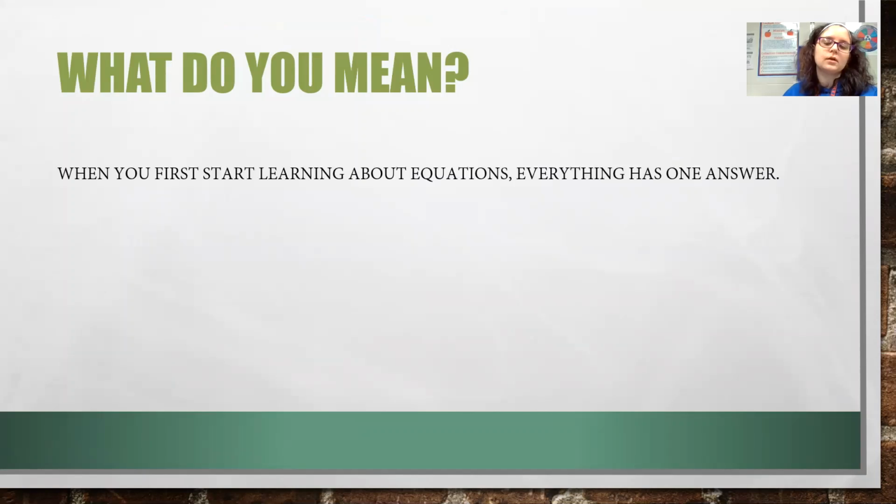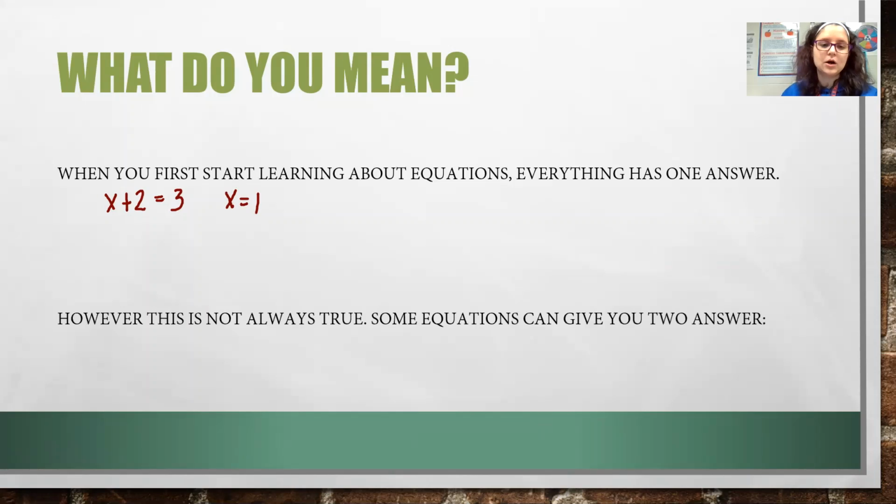So far, you've been learning about equations and everything has had one answer. For example, x plus 2 equals 3. There's only one number I can add to 2 to get a positive 3, and that's a positive 1. We've looked at more complex answers, but so far everything has only had one answer.